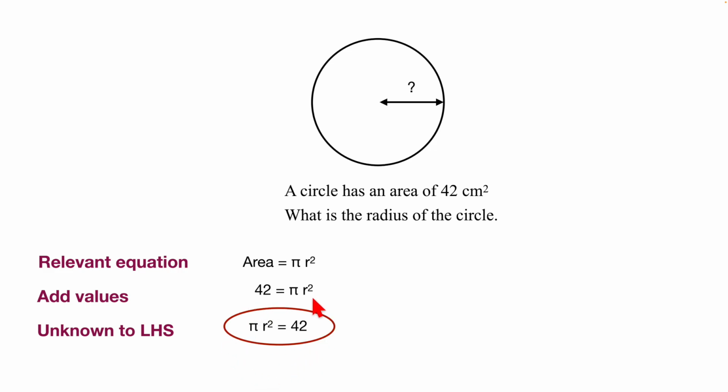And I now have my lovely equation, which only has one unknown, which is r squared, and I can solve that. I can make r the subject of this equation. Get rid of the pi, divide by pi. R squared equals 42 over pi, and square root it. R equals the square root of 42 over pi, which is equal to apparently 3.656, and lots of other digits. So, think of a relevant equation, add the values, flip it round so the unknown is on the left-hand side.